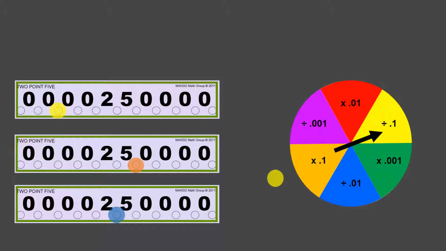So the next person goes, and let's say this person had already gone before, and they're left with 2,500, and they spin their spinner, and they get divided by 1/1000th, and they're going to then move their decimal place off the board accordingly, and they ended up with, I think it's 2,500,000 that they're left with, and they're off the board, so they win that game.